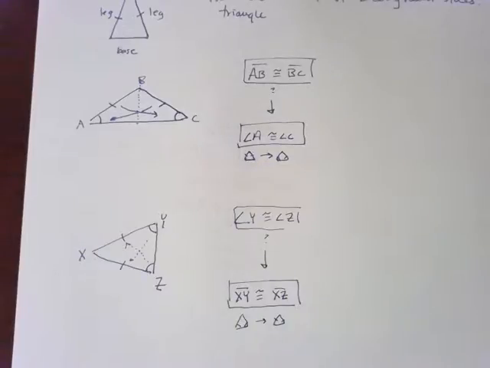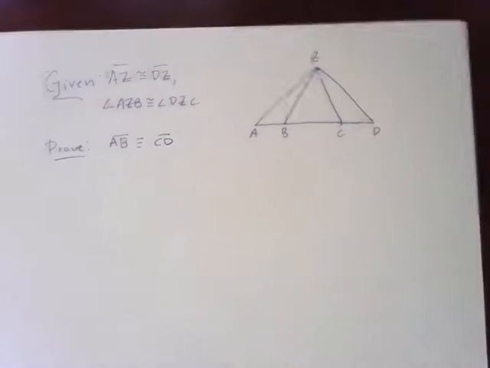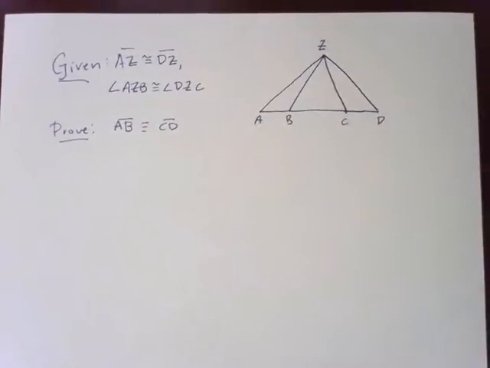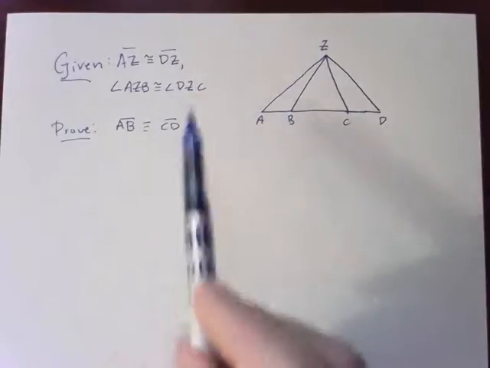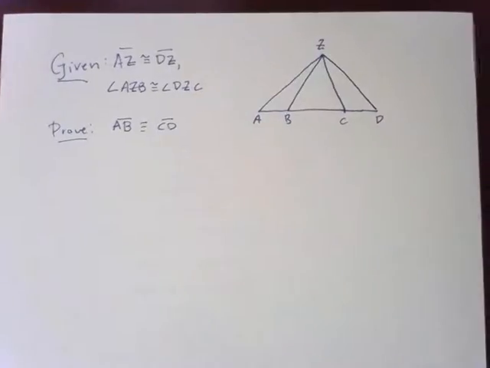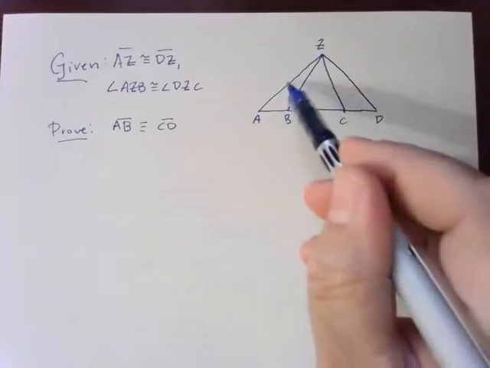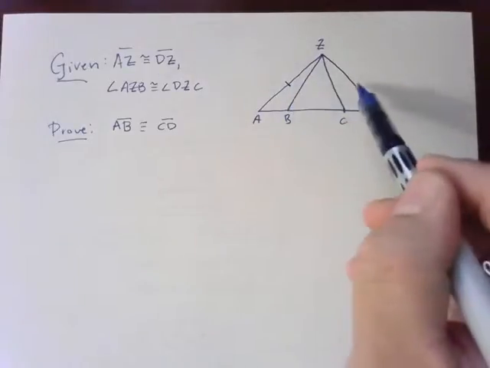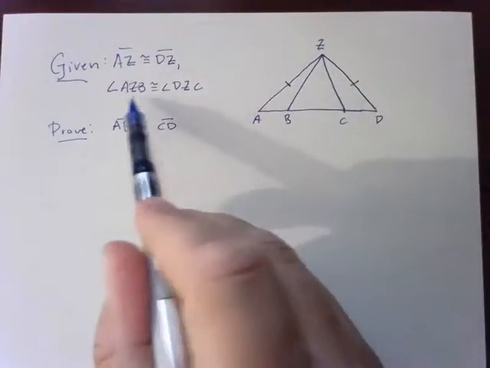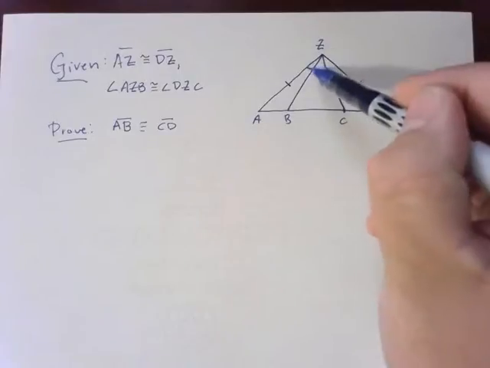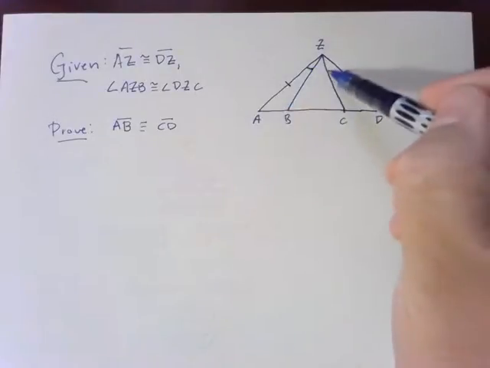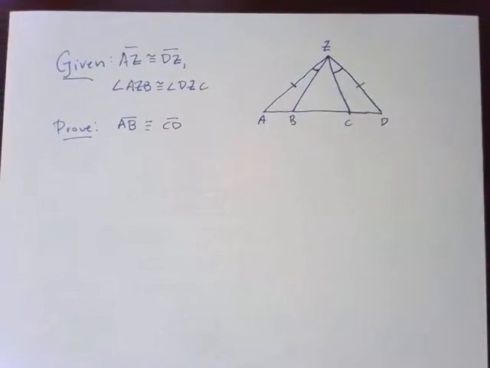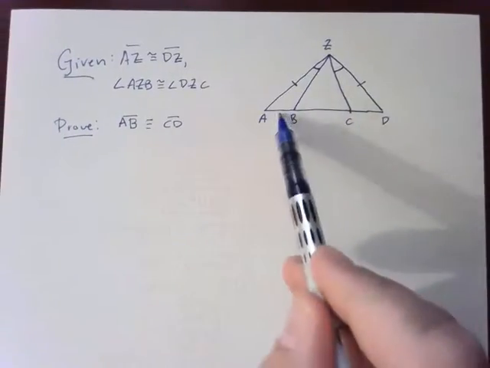So let's see how you could use this in a proof. Here's my example proof. I'm given this information and I want to prove AB is congruent to CD. So I'll mark my givens. I have AZ congruent to DZ. I have angle AZB, that's this angle here, congruent to angle DZC. And I want to prove AB is congruent to CD.